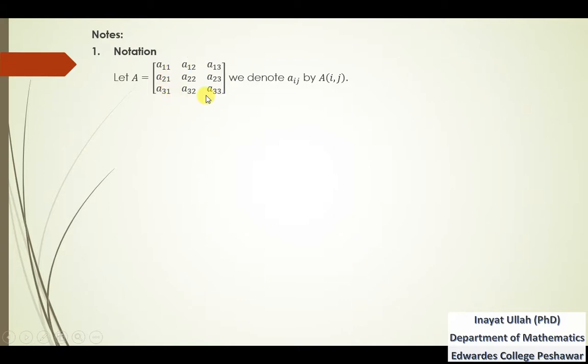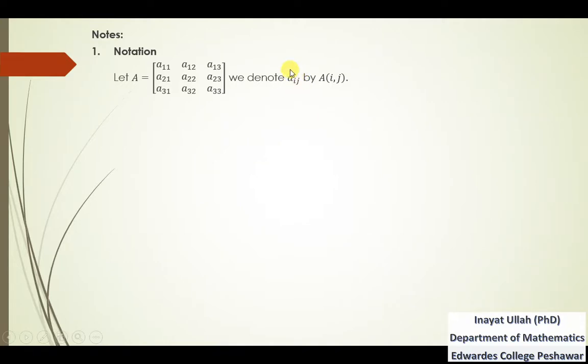So this notation Aij is the entry of the matrix. I stands for row number and J stands for column number. For A13, I is 1 in this case and J is 3. Similarly for A33, I is 3 and J is 3. So Aij is the entry of the matrix.